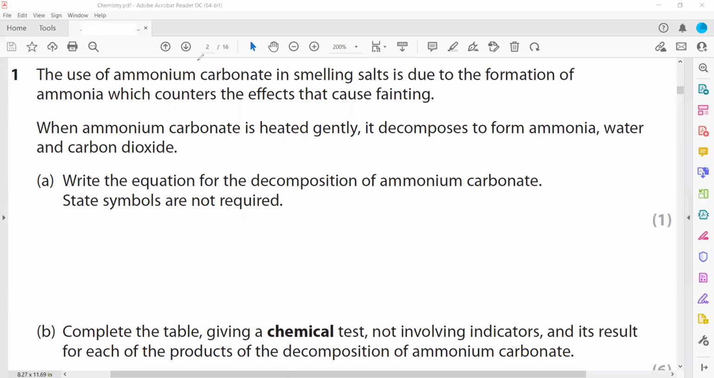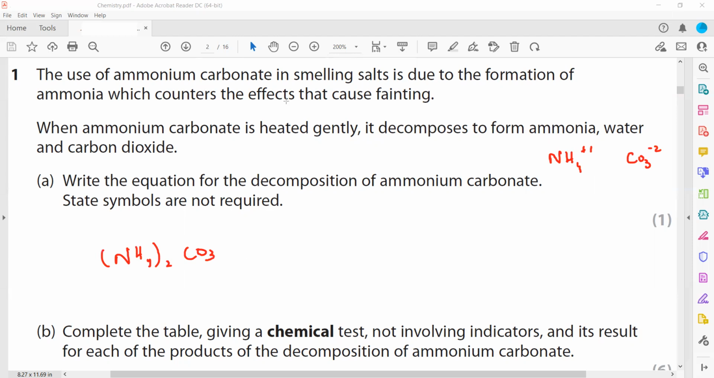So another question: the use of ammonium carbonate in smelling salts is due to the formation of ammonia gas, which counters the effect that causes fainting. When ammonium carbonate is heated gently, it decomposes to form ammonia, water, and carbon dioxide. Write an equation for the decomposition of ammonium carbonate; state symbols are not required. So first, what is the formula for ammonium carbonate? Ammonium has a valency of +1 and carbonate has a valency of -2. So the formula for ammonium carbonate will be (NH4)2CO3.